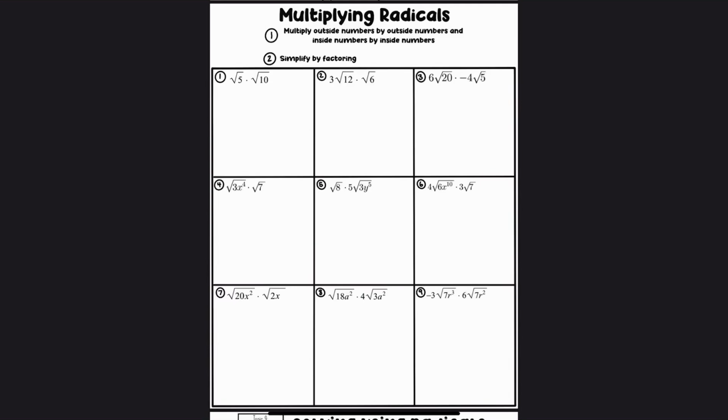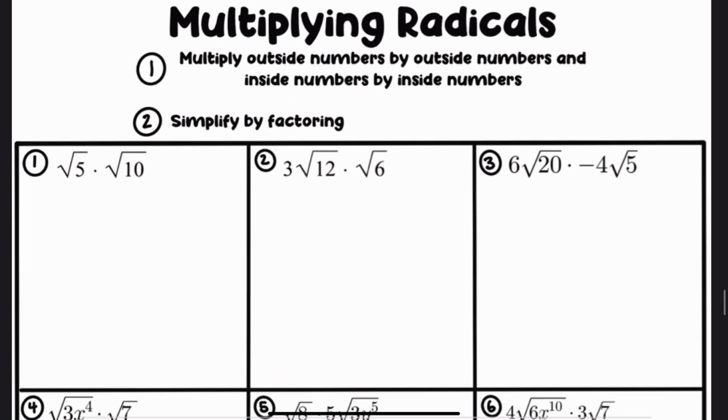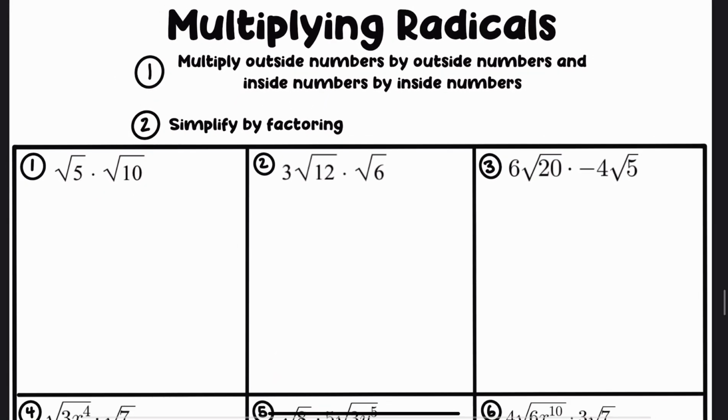All right, hello. So today we are going to talk about multiplying radicals. So we've simplified, now we're going to multiply. I'm looking at the top here. It says that we first need to multiply the outside numbers by outside numbers and inside numbers by inside numbers. Cool, got that. And then we simplify it by factoring.